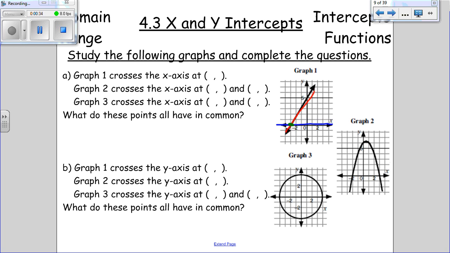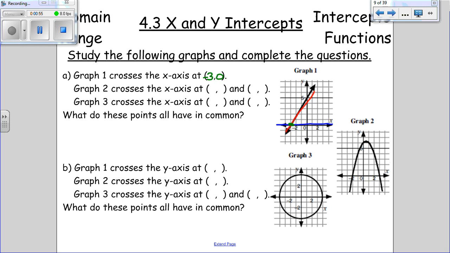That point is at -3, 0. It didn't go up or down. That's called an x-intercept. X-intercepts, there could be many of them. There could be like 1,000 of them in one graph. This one only had one.